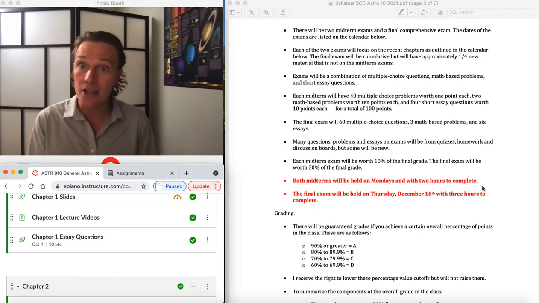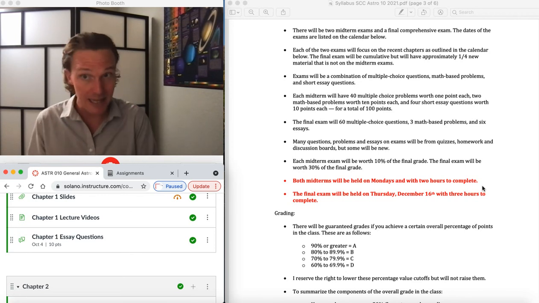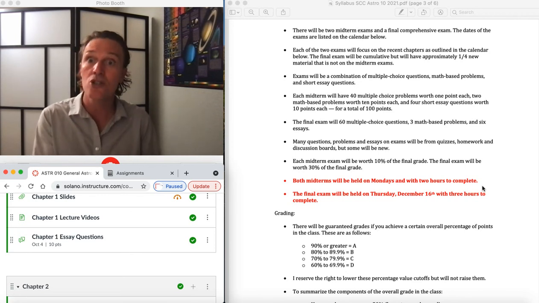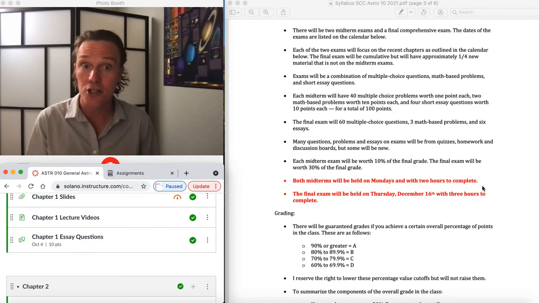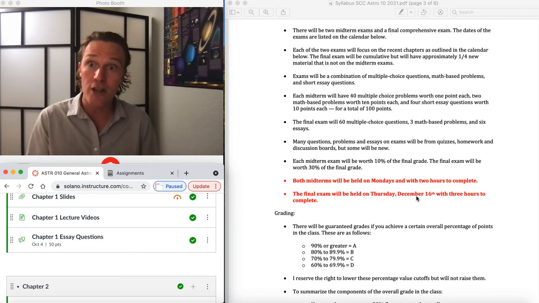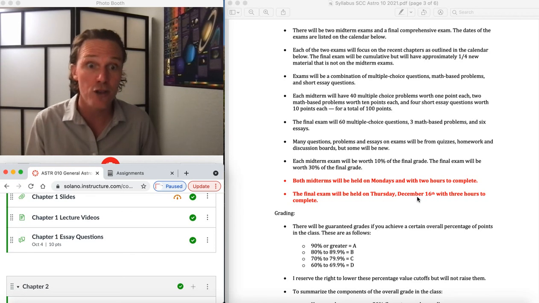They're going to be based in Canvas, not Mastering Astronomy or MyLab and Mastering. Okay, so all the exams will be based in Canvas, but they're timed. So once you start them, you have 2 hours to finish them, the midterms. The final exam will also be available during a 24-hour period of time on Thursday, December 16th, and you'll have 3 hours to complete it.